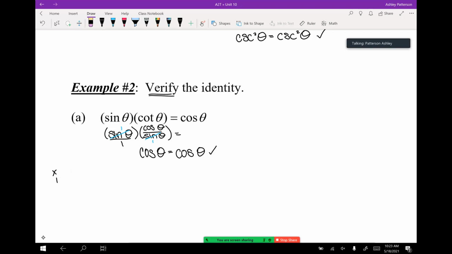Peyton? What happened to the square on the last one? Yes, you can't use the Pythagorean identities if the terms are not squared. So it's only for the Pythagorean identities. Yeah, thanks. 1 over sine squared theta.